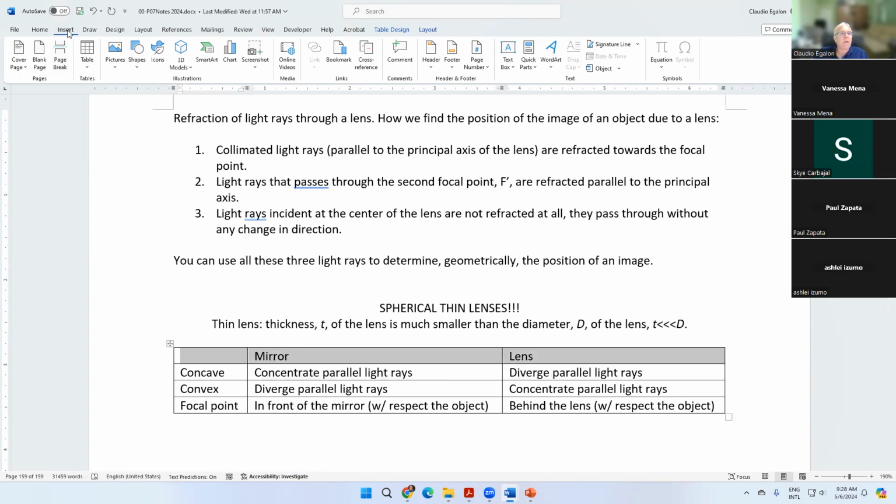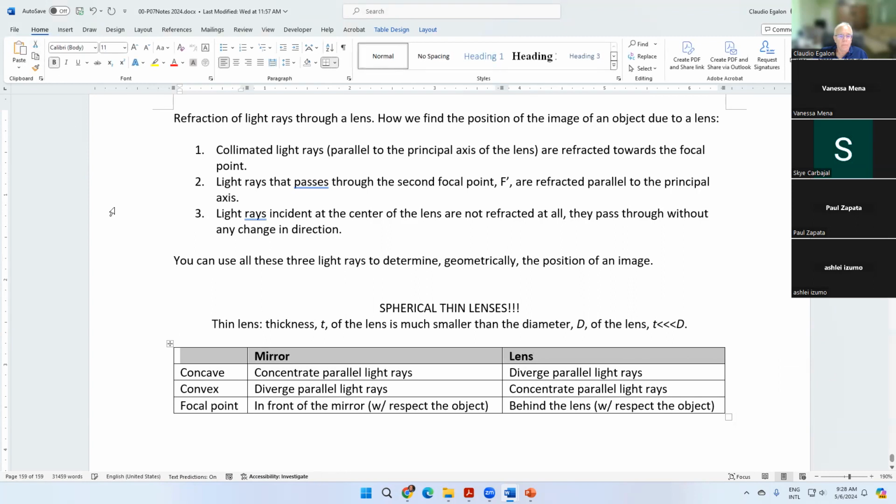Comparison between mirrors and lenses. We have concave mirrors, right? You already know that a concave mirror concentrates parallel light rays. And a convex mirror diverges parallel light rays. You already know that. Focal point is in front of the mirror with respect to the object. How does it compare to the lens?